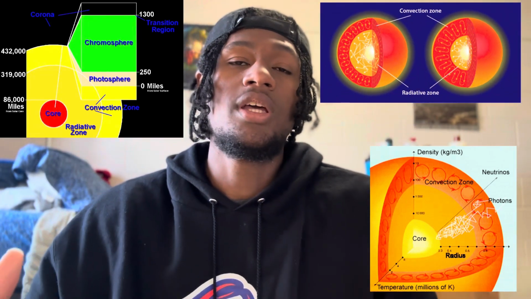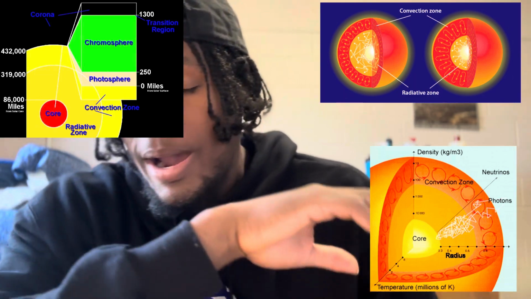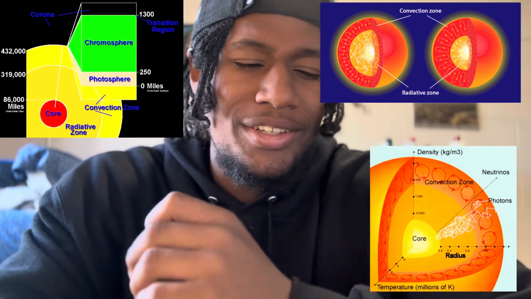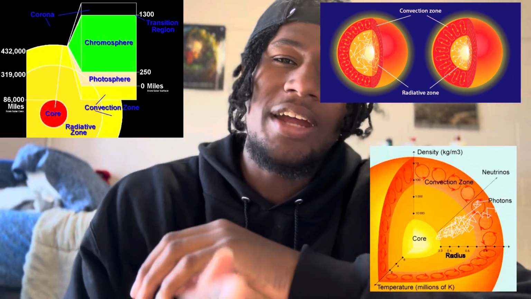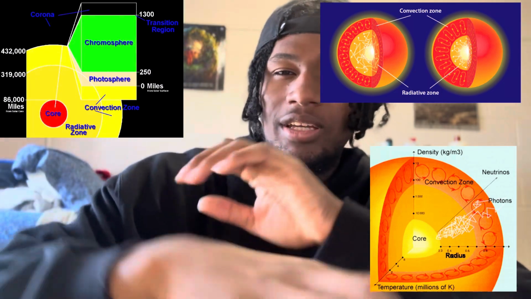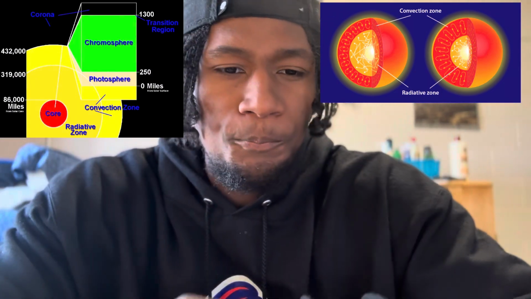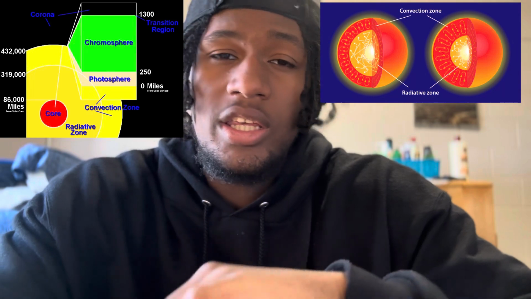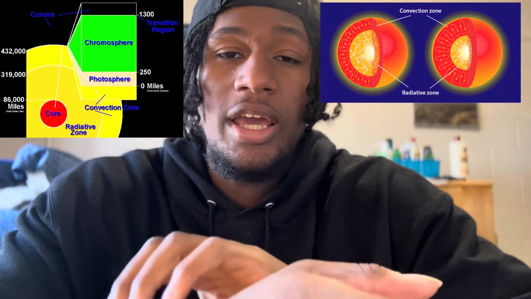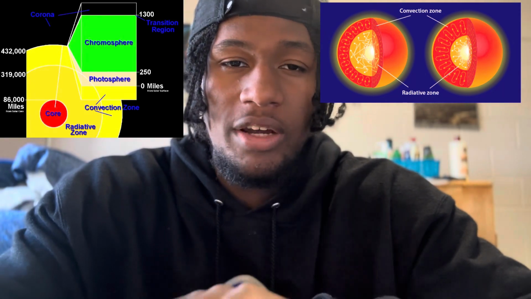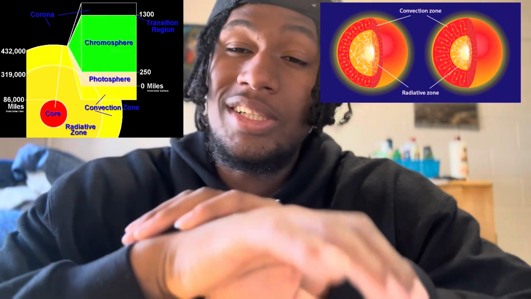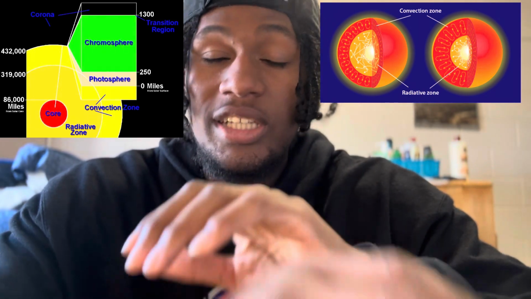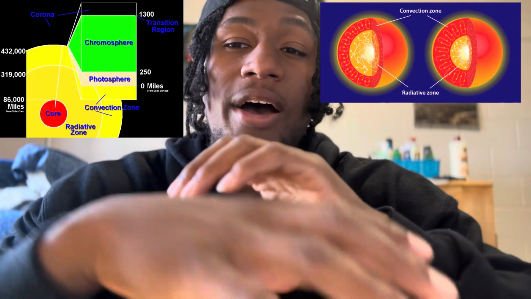The convection zone was described in the article I read as kind of like hot miso soup, where you have layers of heat traveling and bubbling. This is where heat and energy are transferred from the radiative zone into a less dense part of the sun, and now we're into the photosphere.